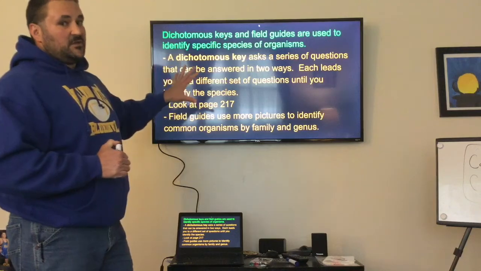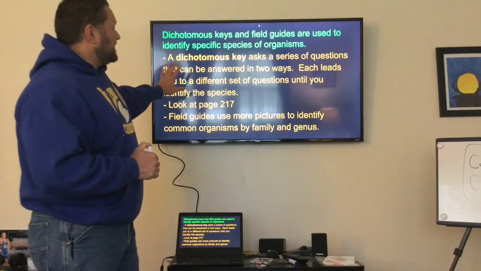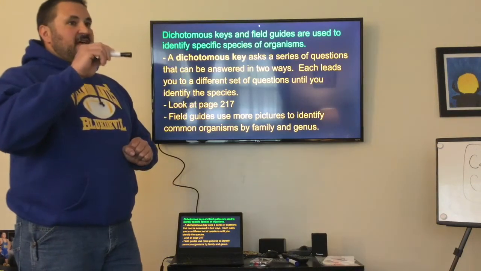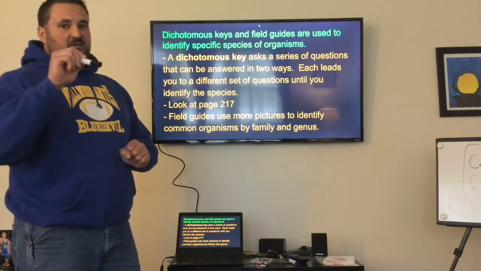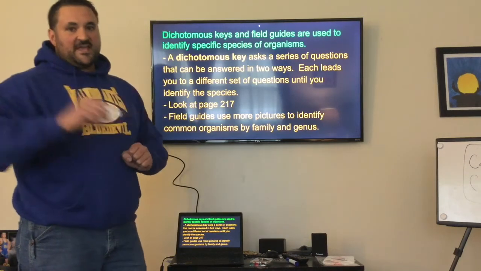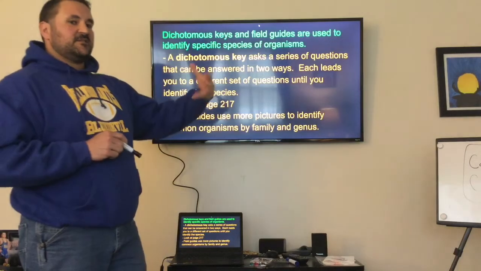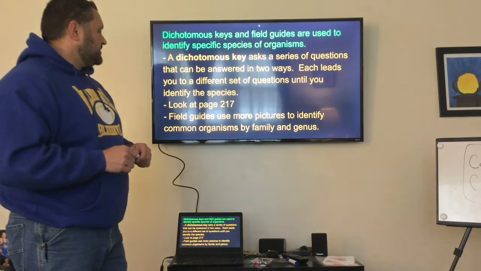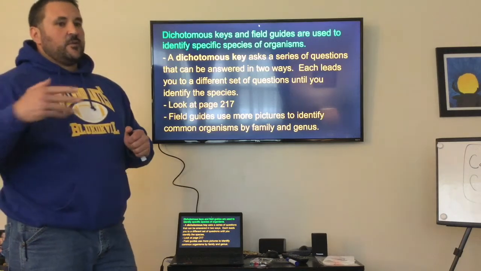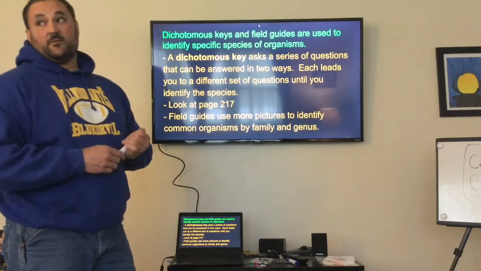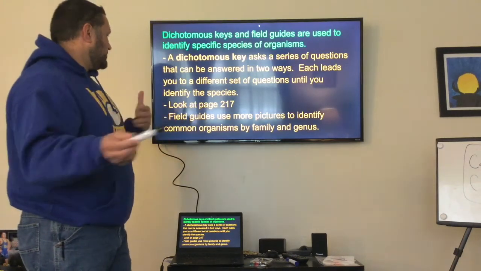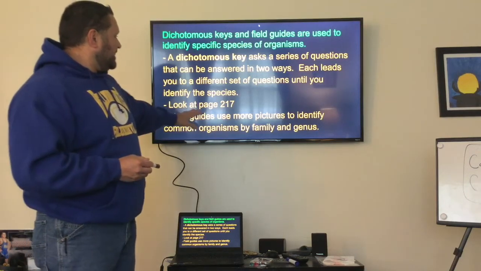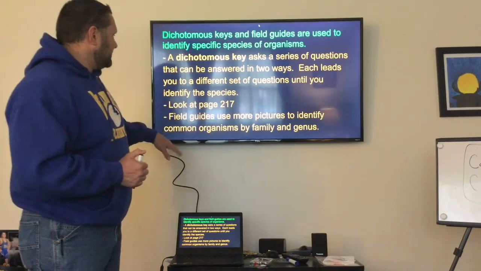There is a picture in the book, and basically it'll ask you, does it have 6 legs or does it have 8 legs? Well, 8 legs goes to the arachnids, 6 legs will direct you into insects. It'll ask you, does it have 1 set of wings, no wings, or 2 sets of wings in some cases. That one, then you go to another place. In the book, this is on page 217.